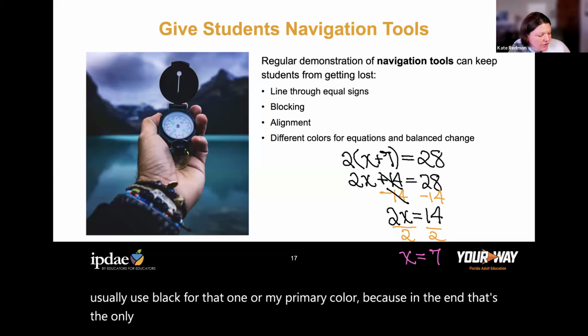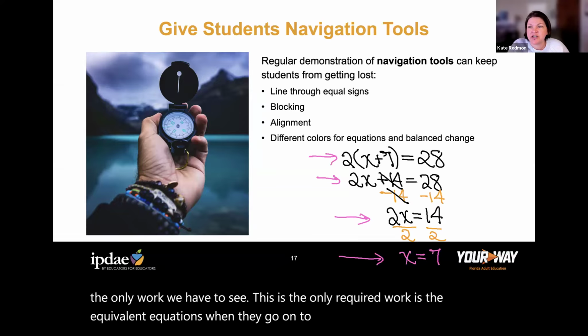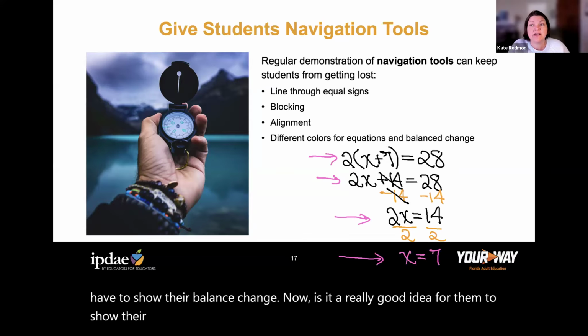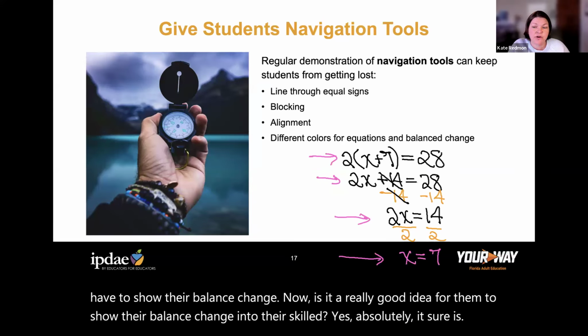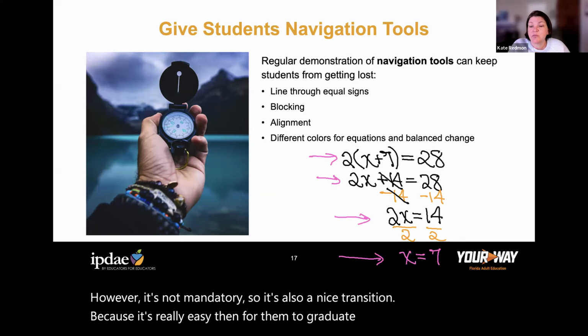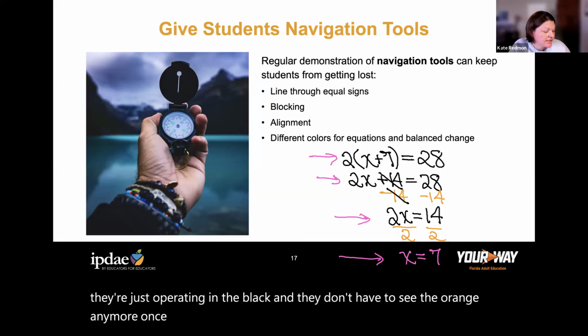This is the only required work: the equivalent equations. When they go into college, they're not going to have to show their balance change. Now, is it a really good idea for them to show their balance change until they're skilled? Yes, absolutely. It sure is. However, it's not mandatory. So it's also a nice transition because it's really easy then for them to graduate to the point where they're just operating in the black and they don't have to see the orange anymore once they get nice and skilled. Hopefully, not in my classroom, in college.